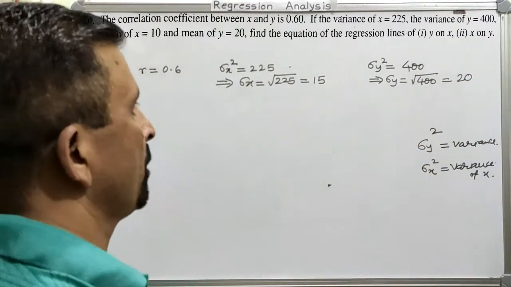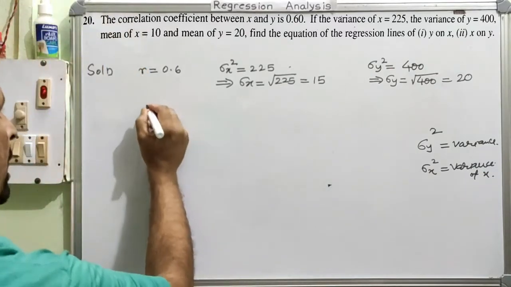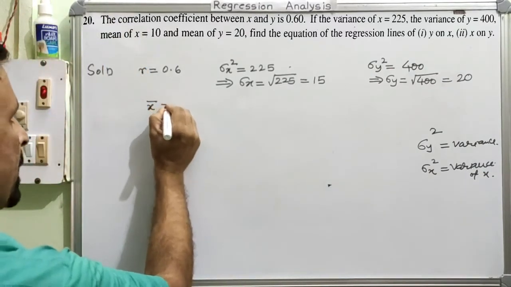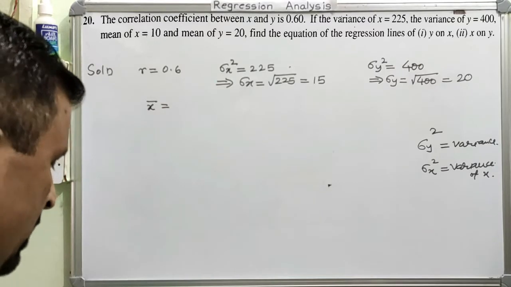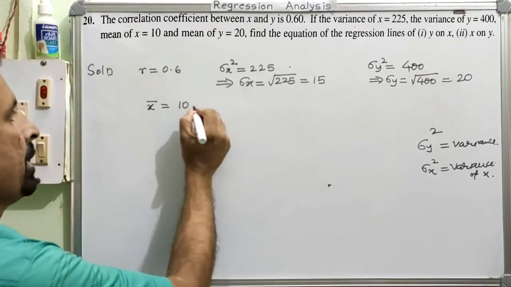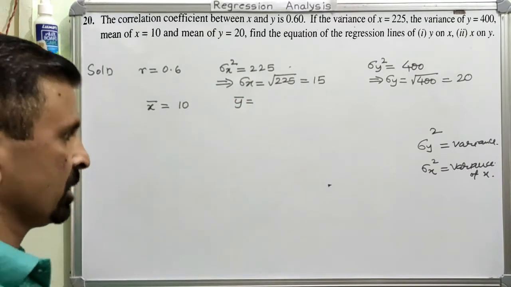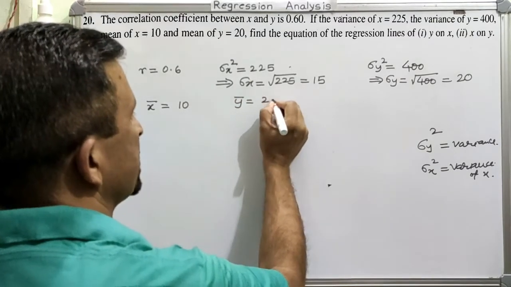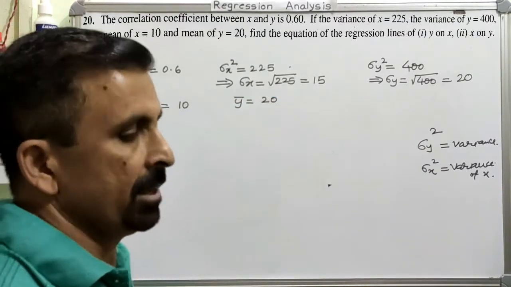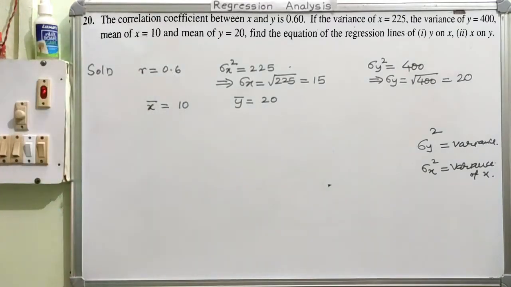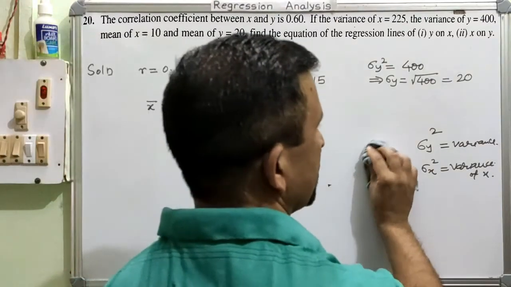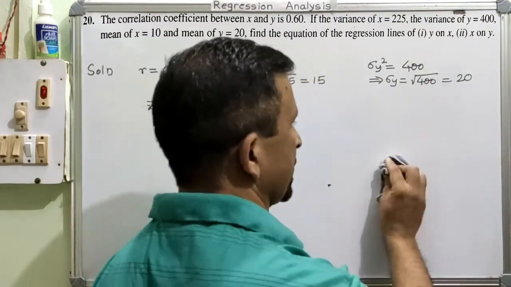Now, along with this, the other information we have is x mean, which is given as equal to 10, and y mean, which is also given as equal to 20. So these are the pieces of information we have. With this information, we have to calculate the equation of the line of regression.